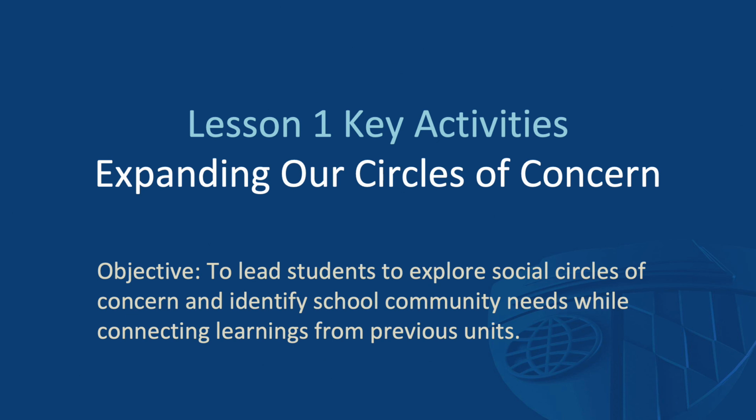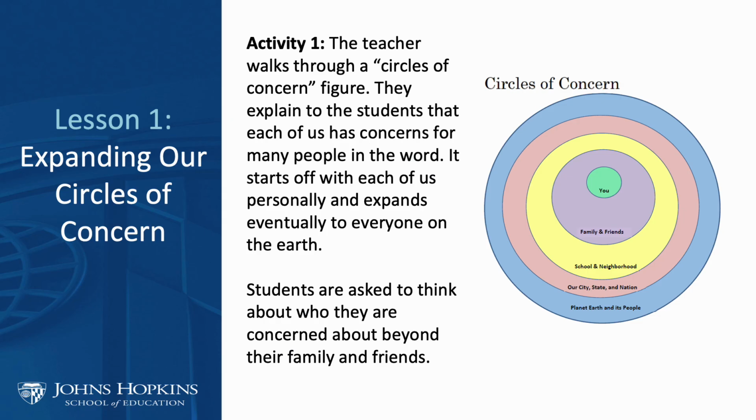The title of Lesson 1 is Expanding Our Circles of Concern. The main learning objective for the first lesson in Unit 5 is to lead students to explore social circles of concern and identify school community needs while connecting learnings from previous units. To reach this objective, students will engage in 3 main activities.